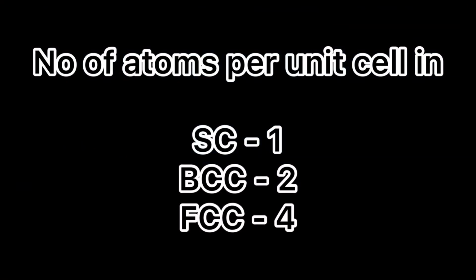So let's revise number of atoms per unit cell: simple cubic 1, BCC 2 and FCC 4. So total, these are the number of atoms per unit cell.